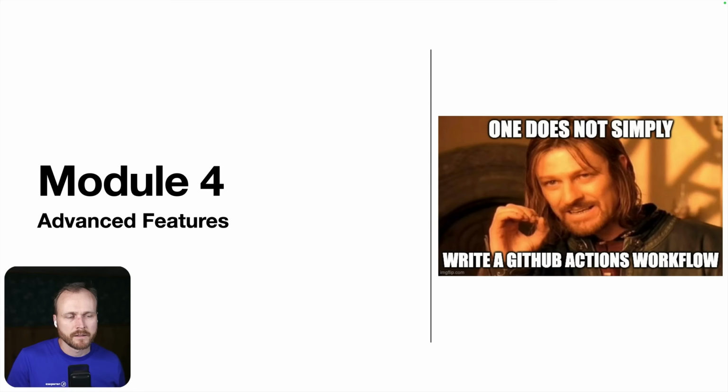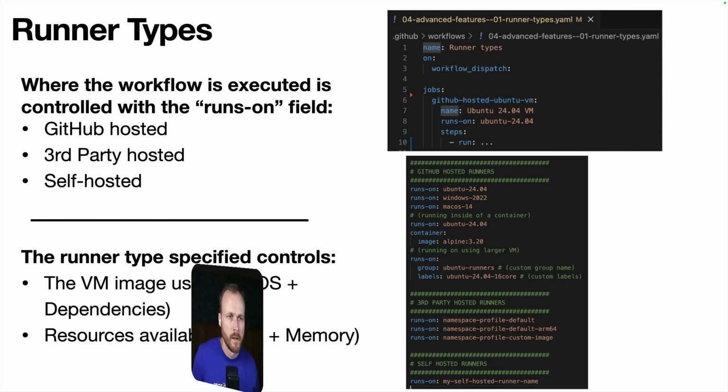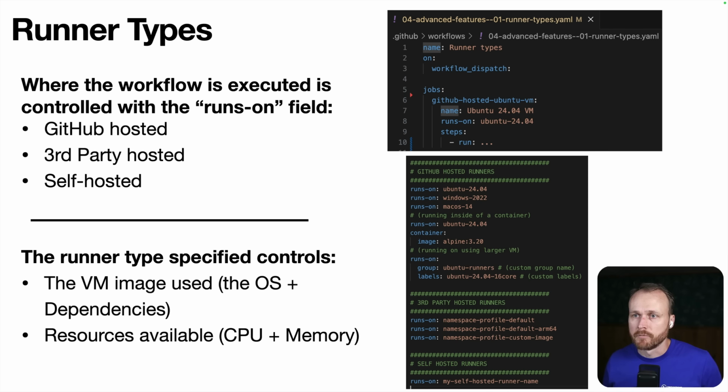Like in Module 3, these are still just a distilled version of each of these features, trying to capture their essence without getting bogged down too much in the weeds. We'll see how to use them for real-world examples as we move on later in the course and into the capstone. The first feature that I want to highlight here are the runner types.